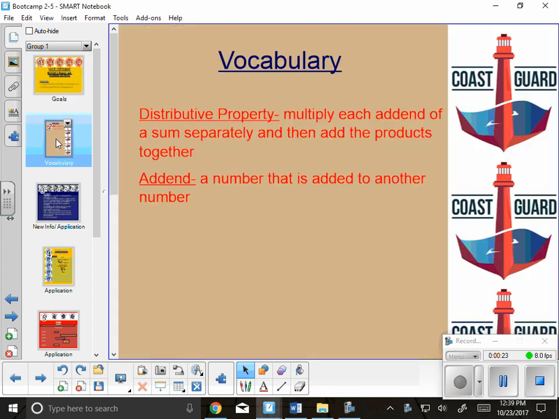So next, we're going to talk about some vocabulary. The distributive property means that you're going to multiply each addend of a sum separately and then add the products together. An addend is a number that is added to another number. So basically, in parentheses, x plus 4. As you can see, both of these you will not have to write down. There are no stars next to them. So let's move on to the next slide.